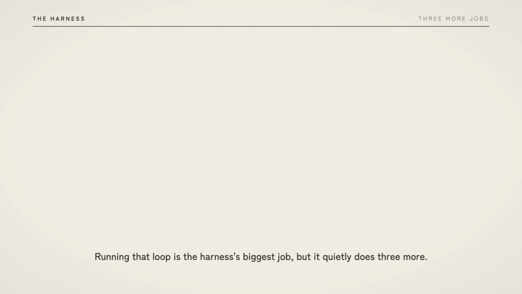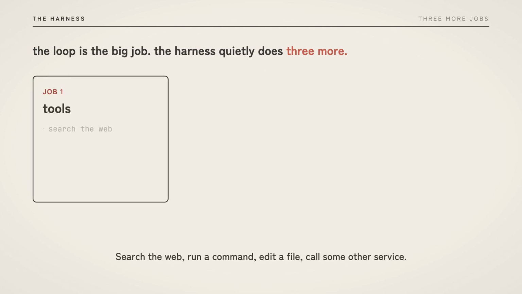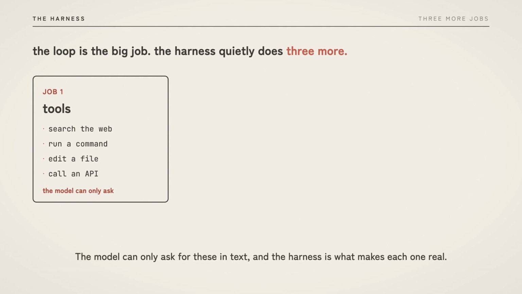Running that loop is the harness's biggest job, but it quietly does three more. The first is tools: search the web, run a command, edit a file, call some other service. The model can only ask for these in text, and the harness is what makes each one real. The list of tools it hands the model is a choice someone made.